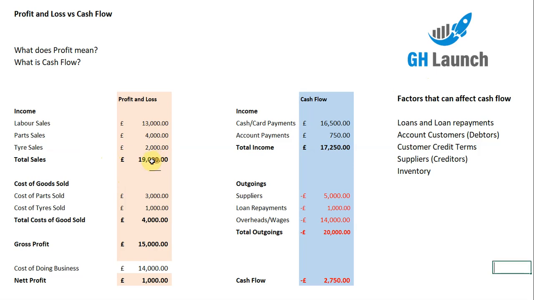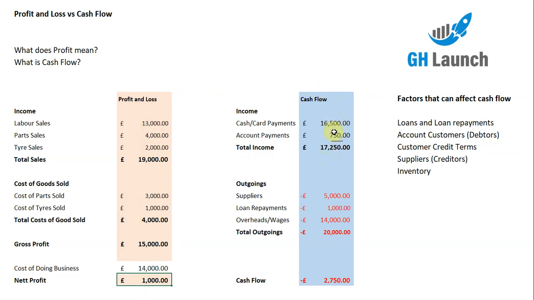So we can see their revenue was 19,000. Their total cost of goods sold was 4,000, so with a 1,500 GP. If you take away the overheads, the net profit of this company in this particular month was £1,000. But let's actually have a look at the cash flow statement then.